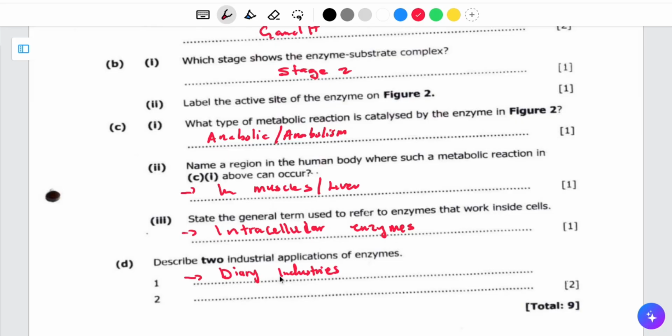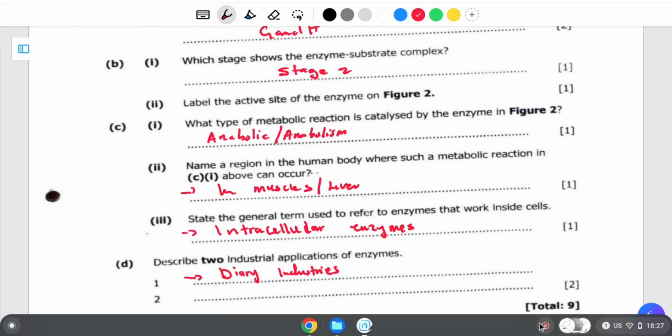So these enzymes are used for, hello, just a minute, just a minute. I'm recording a video, just a minute.